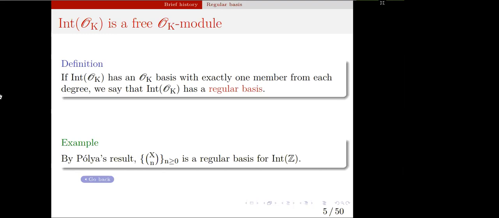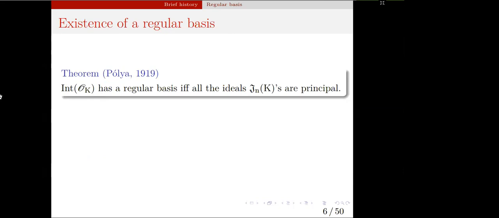For the first example, as we saw by Pólya's result, the set of all binomial polynomials of x choose n forms a regular basis for Int(Z). And as I said, Pólya was interested in finding those number fields K for which Int(O_K) has a regular basis, and he proved that Int(O_K) has a regular basis if and only if all the ideals J_n(K) are principal. We refer to J_n(K) as the characteristic ideal of K.